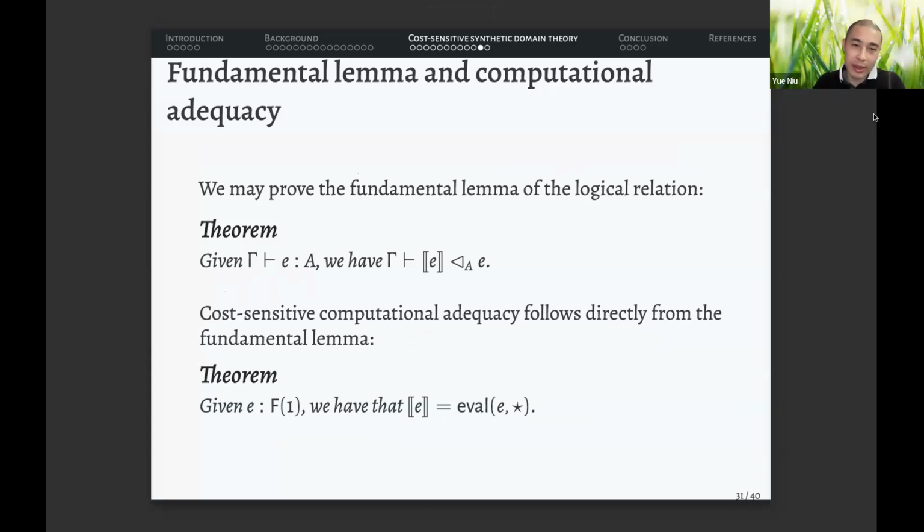And speaking of the fundamental lemma, we can prove this fundamental lemma, given that we use this definition for the logical relation at the cost effect type. And from this theorem, we have a very easy corollary, which is what we wanted to show from before, that at base type, the denotational cost semantics and operational cost semantics are the same.